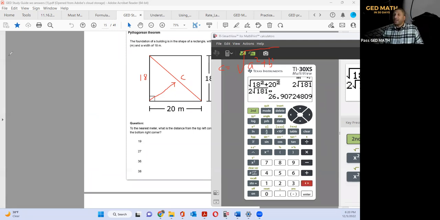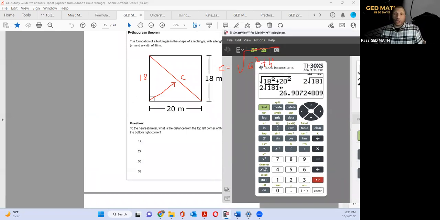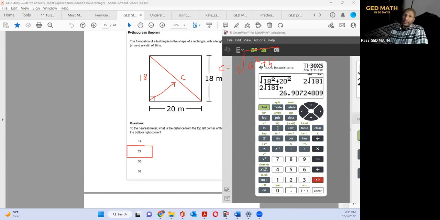So I'm looking at it, and what does the question say? I don't see 26.9, do I? But it says to the nearest meter. So we're rounding it off to the nearest whole number. So what should be the best answer here? Should it be 27? 27. There you go.